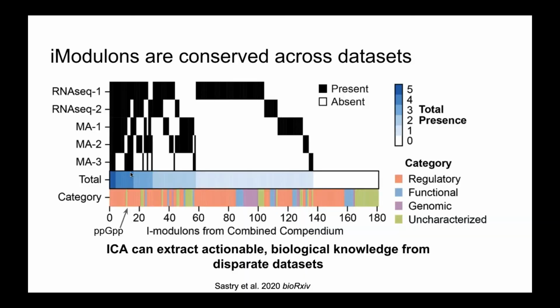And when we combined them together, we also got iModulons, and we were able to characterize a new iModulon that was actually regulated by ppGpp, which is a small molecule alarmone. So this shows us that not only can ICA capture transcription factors, but any signal that changes the global transcriptional structure across the cell. So this shows that ICA can extract actionable biological knowledge from disparate data sets.